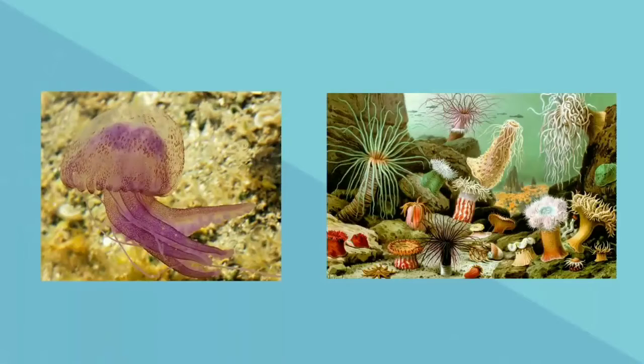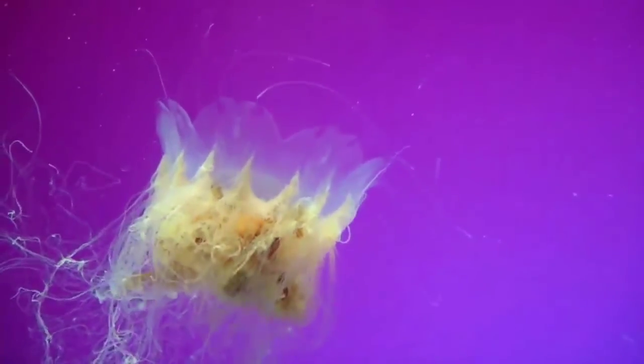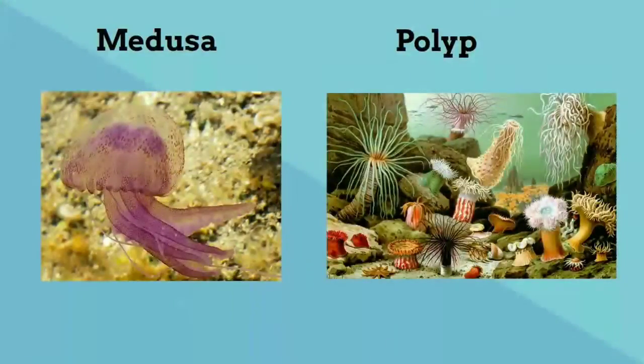There are two main types of cnidarians. The medusa have their tentacles hanging down. Let's take a look at a medusa. The other type is the polyp, in which the tentacles are facing upward. The sea anemone is the most famous here.